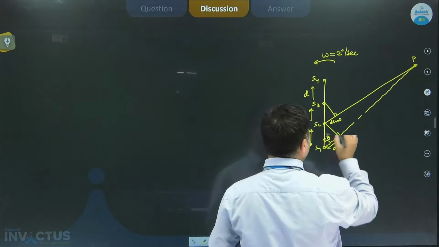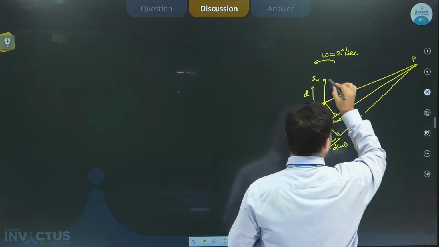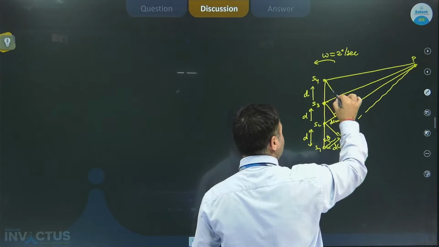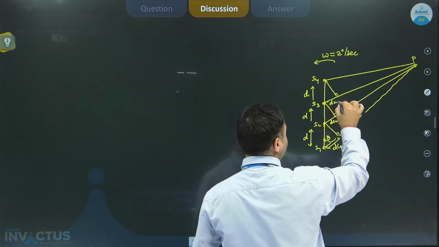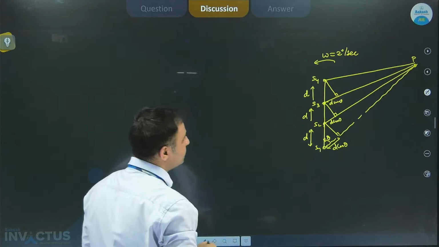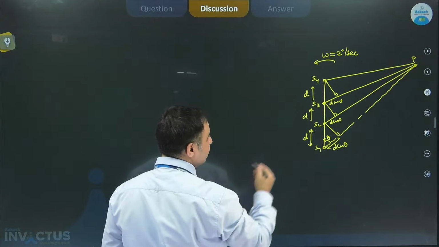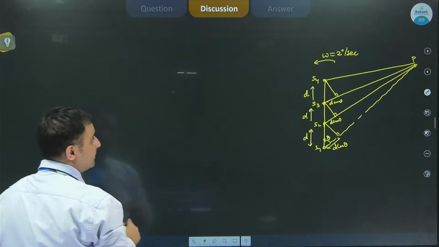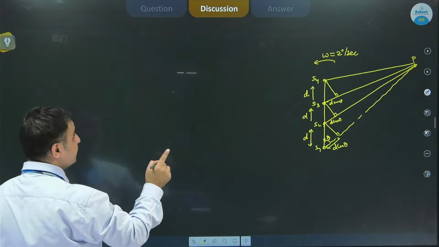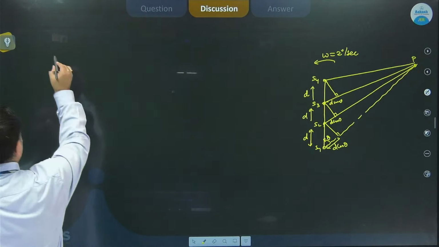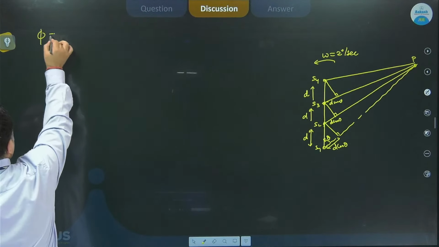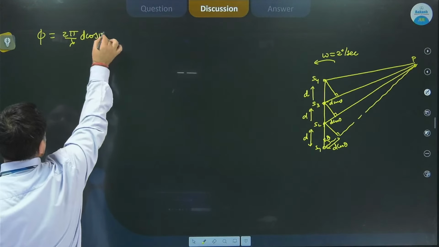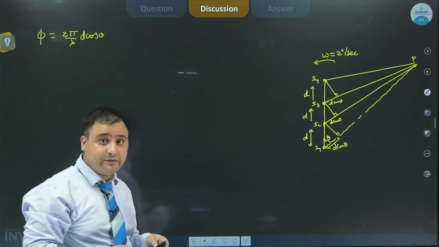उसी तरीके से S3 और S4 वाली वेव्स के बीच का पाथ डिफरेंस भी हम देख सकते हैं, अगेन इट विल बी d cos थीटा. सो सक्सेसिव वेव्स या सक्सेसिव सोर्सेस के बीच का जो पाथ डिफरेंस है P पॉइंट के लिए, दैट इज d cos थीटा. नाउ करस्पॉन्डिंग टू d cos थीटा वी कैन कैलकुलेट द फेज डिफरेंस फॉर सक्सेसिव वेव्स. So the phase difference phi is 2 pi by lambda into d cos theta. This is the phase difference between successive waves.